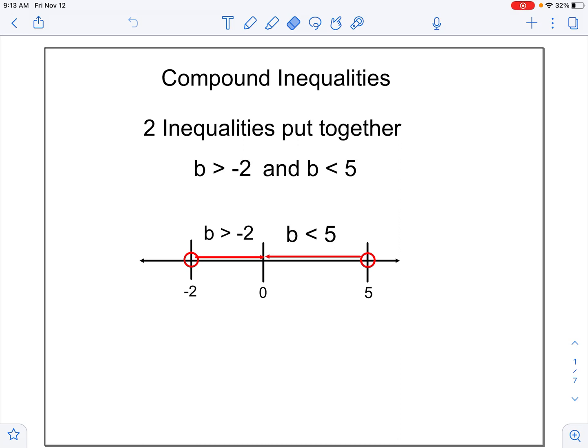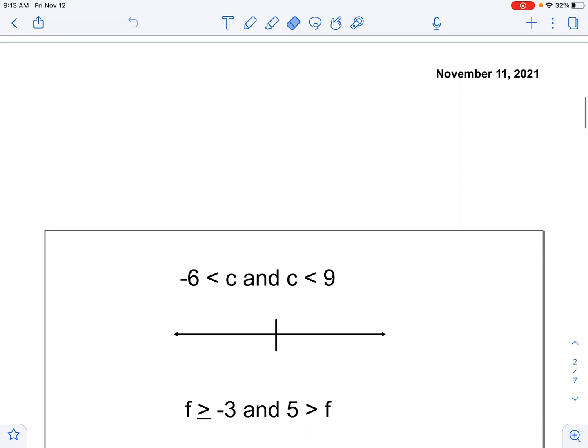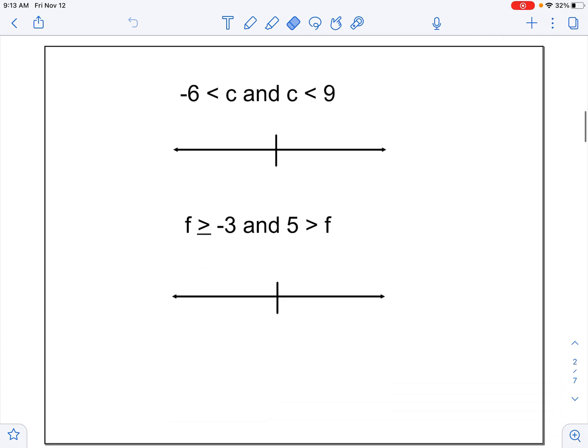For you this year, the inequalities will always graph towards each other. So keep that in mind when you're graphing them and writing them. So let's look at our first examples here. We have two separate ones. They are written as two individual inequalities, but we are going to graph them on the same number line.